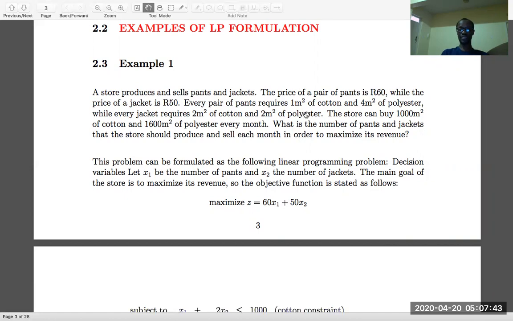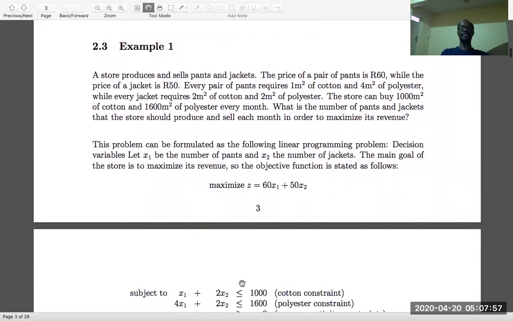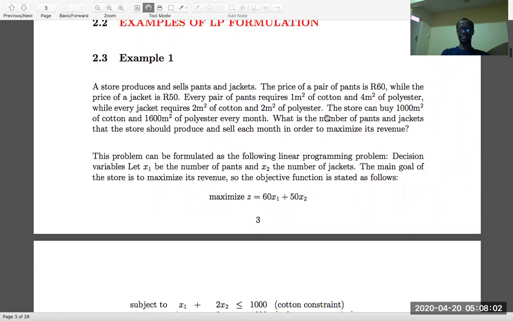You take the price times the quantity. So 60 times x1, which is the number of pants, and 50 times x2, which is the number of jackets. Subject to what then? Remember, for cotton, every pair of pants requires 1 meter of cotton, so that's 1x1 plus 2x2, while every jacket requires 2 meters of cotton. Summing up the amount of cotton you want, 1x1 plus 2x2 should equal 1,000.